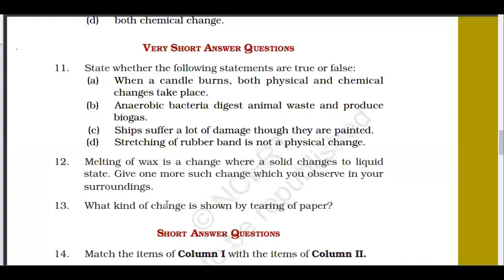Very good. 13th, what kind of change is shown by tearing of paper? Tell me, tearing of paper, we have discussed this. Physical change, very good, because the paper will not change into something else, it will still be paper.